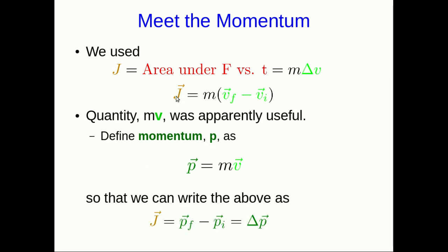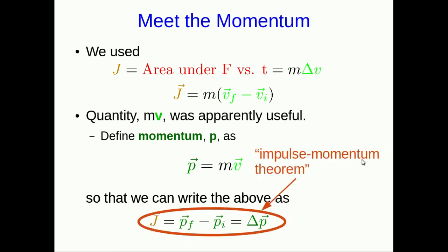So we can now write our equation for impulse as delta p, a change in momentum. The impulse equals the change in momentum. And this is called the impulse momentum theorem. But recognize where it came from. All we did was we started with F equals ma, and basically we've just multiplied both sides by delta t, and we've wound up with this. So really, the impulse momentum theorem is just another form of Newton's second law.